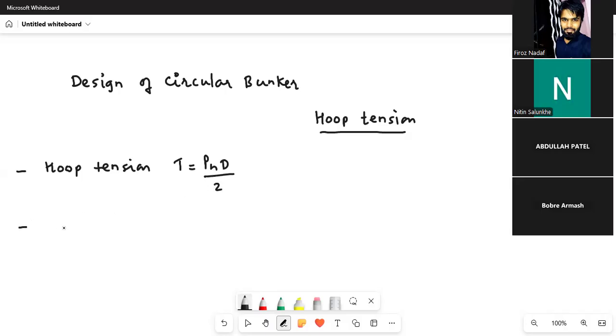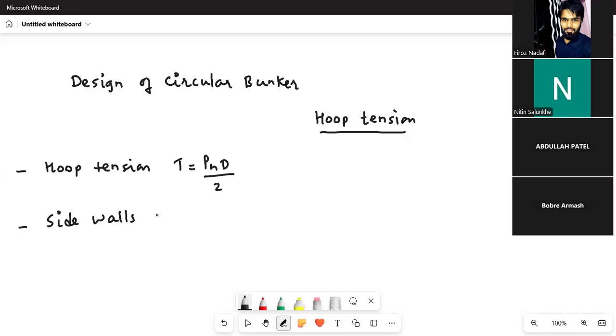Then, the side wall. Here also we need to design the side wall and hopper bottom. See, in any bunker for that matter, you need to do the design of two elements. One is the side wall and the other is the hopper bottom. Here side walls are subjected to hoop tension only. Side wall is not subjected to bending moment. Side wall is not subjected to any other kind of forces. It is only subjected to hoop tension.